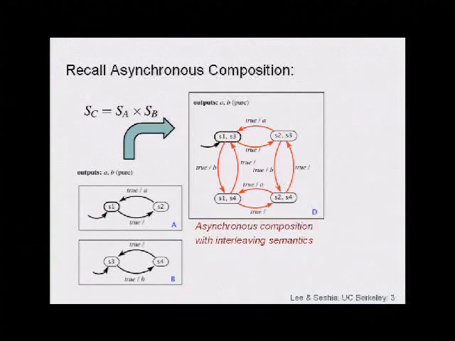The other form of composition we looked at is called asynchronous composition, and we looked at a particular flavor of it with interleaving semantics. The meaning here is that at any instant, either A makes a transition or B can make a transition, and the environment decides which one goes, but A and B don't make simultaneous transitions. So these are two concepts we now have in hand.